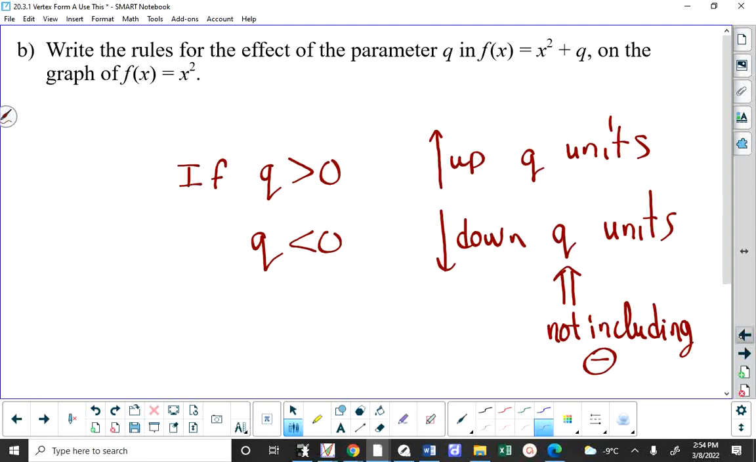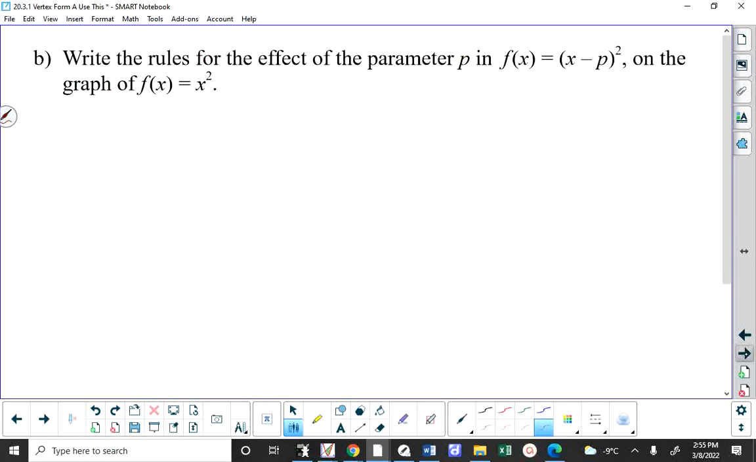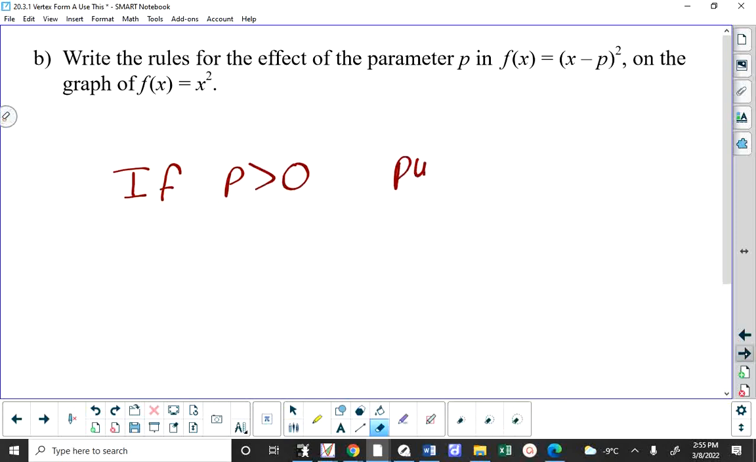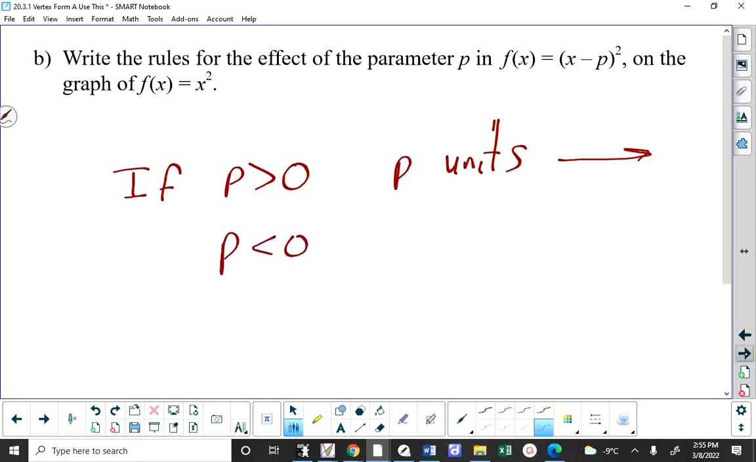Well, with p, if p is positive, it shifts p units in a positive direction, which is to the right for horizontal. And in case you haven't clued in on it, I think you have, q has to do with moving up and down, p has to do with moving left and right. And if p is negative, then it shifts p units in a negative direction.